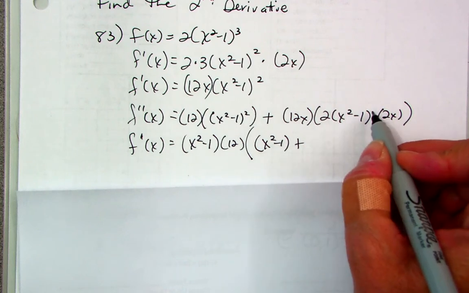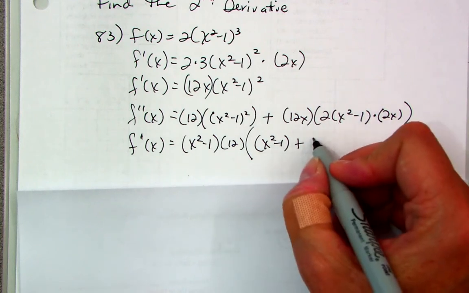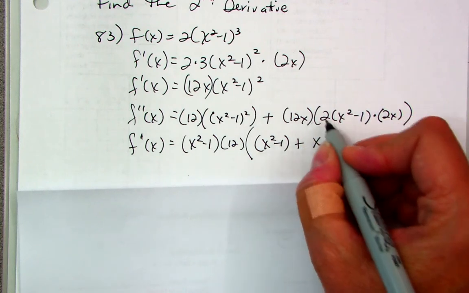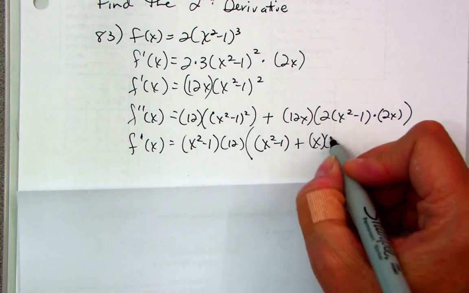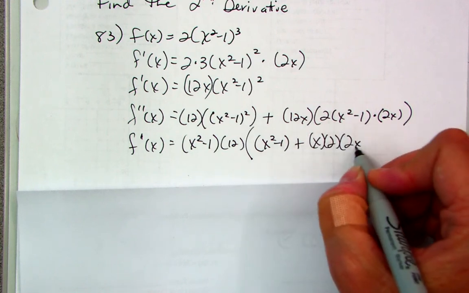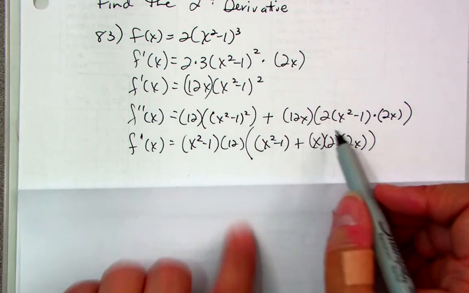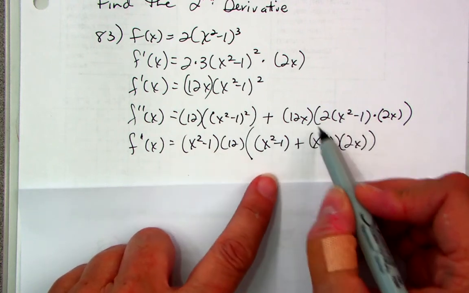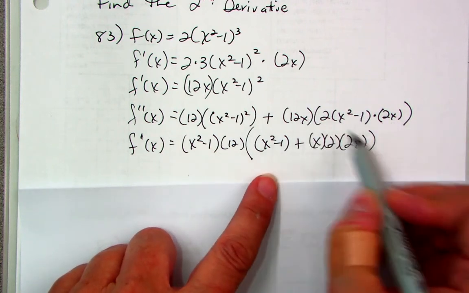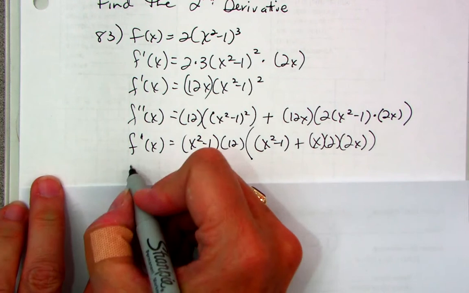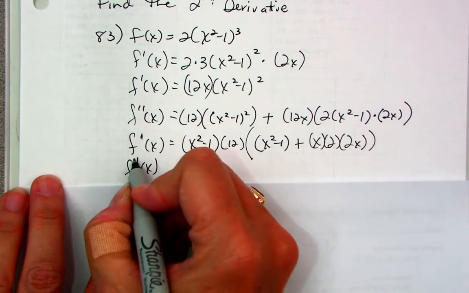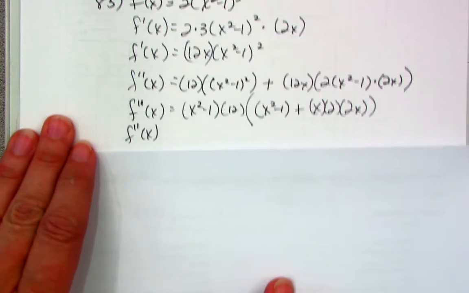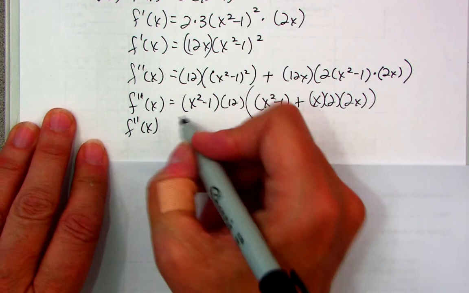I took one of these, so what I have left is an x times a 2 times a 2x, right? That's in the second one, because I just factored out a 12 and an x squared minus 1. I still have the x times the 2 times the x times this 2. Oops, it's the second derivative. Clean that up a little bit more.